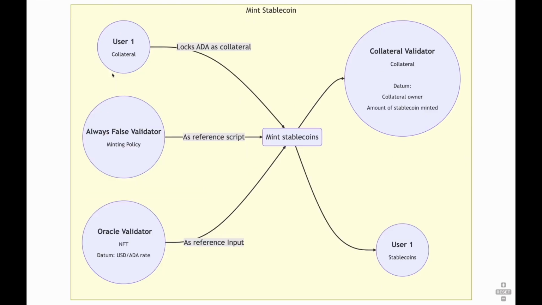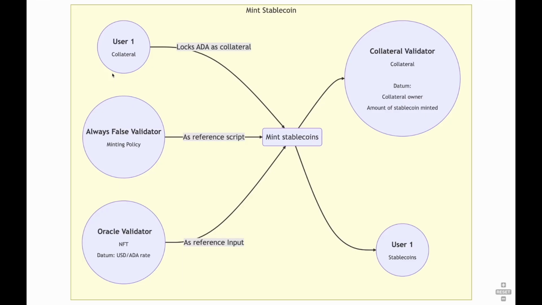So next let's talk about this collateral validator. So let's say we're a user and we want to mint some of these stablecoins. So what we would do is we have some ADA and we lock them as collateral in this collateral contract. And in this transaction, we also provide the oracle UTXO as a reference so that the contract has access to the current price. And of course, we also provide the minting policy in this case as a reference script.